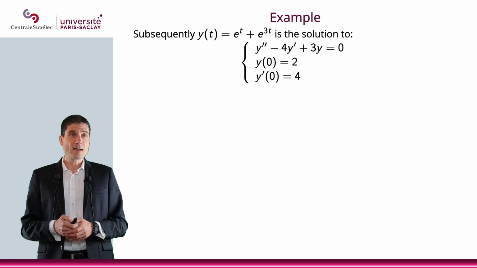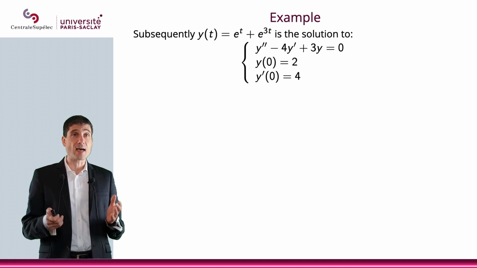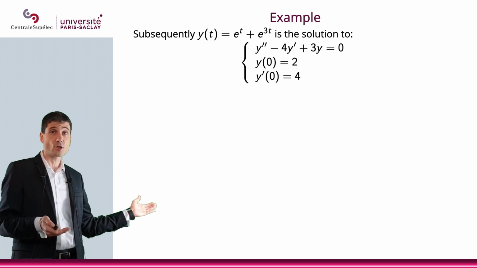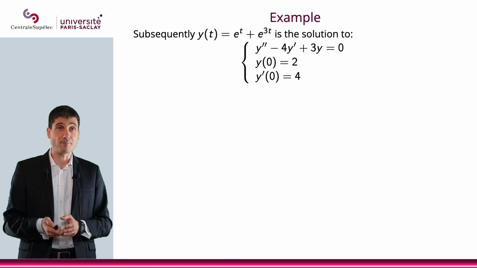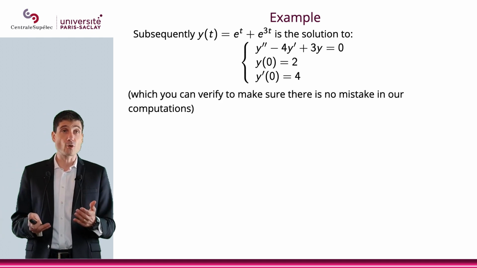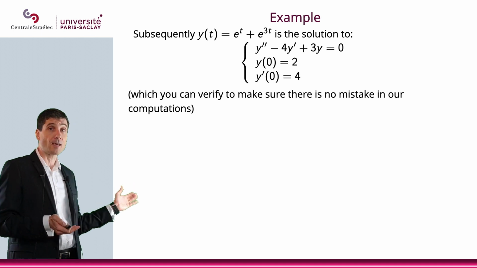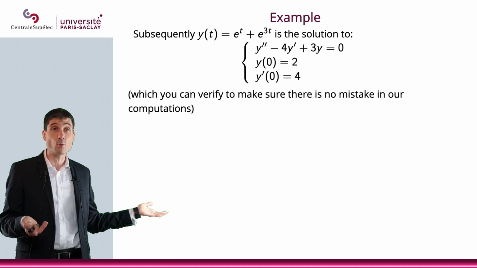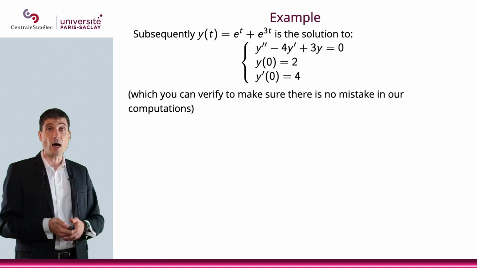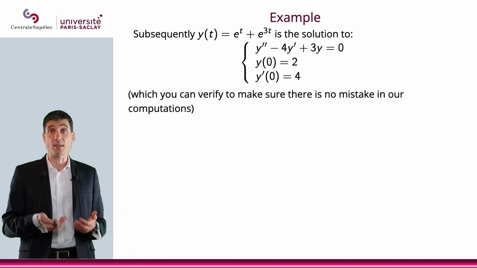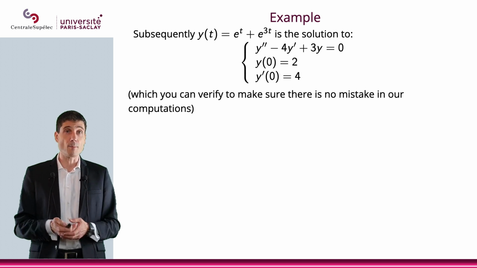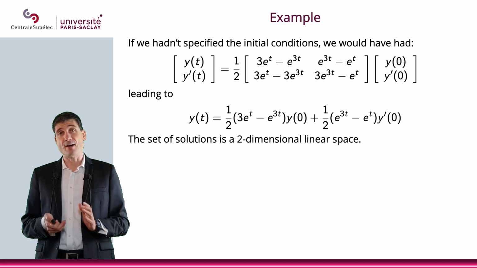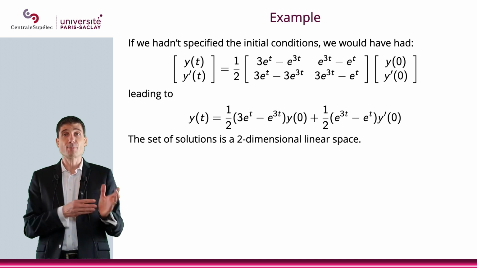Now, what I'm saying is that we have a solution. The solution we have is basically the solution to this initial value problem. And again, you can make sure that we did not make any mistake by plugging this solution into the system and verifying it works. You plug this in the ODE, it should work, and you verify that it also meets the initial condition. So there should not be any problem. Now, if we had not specified the initial condition, right? We did specify the initial condition.